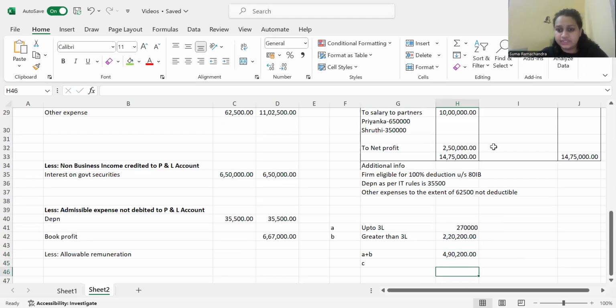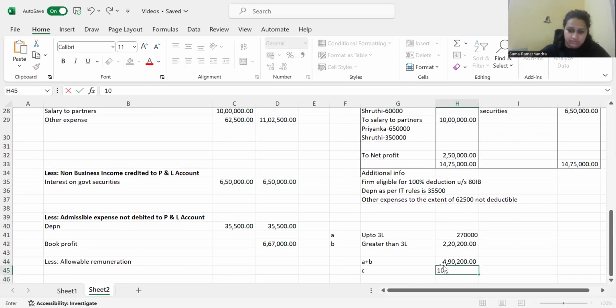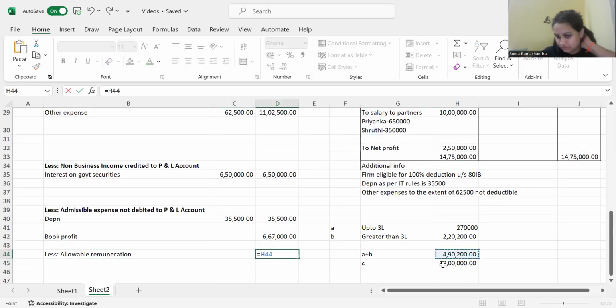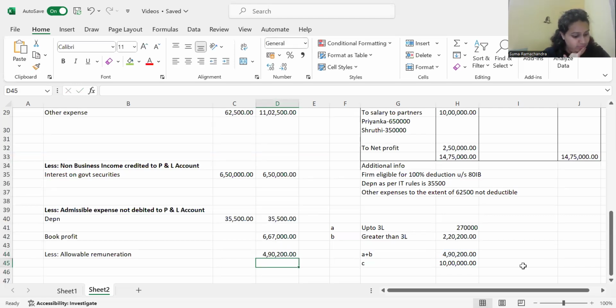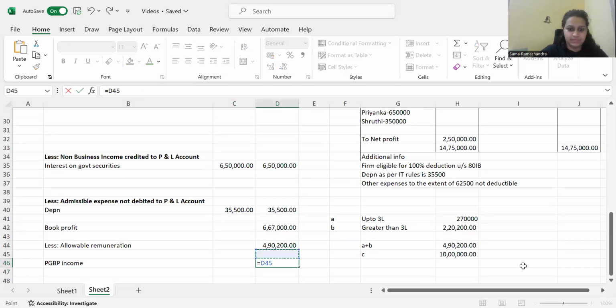The total here, I'm going to take sum, 4,90,000. And in my question, they've already given the salary to partners as 10 lakh rupees. So this amount I'm directly going to take from here. My allowable remuneration is going to be out of these two, whichever is lower. That means in my equation, it is 4,90,200 rupees. Once you arrive at this figure, after I reduce this, whatever I get here is called PGBP income.